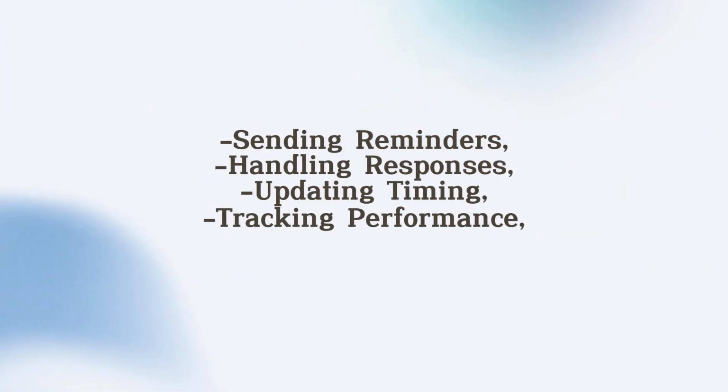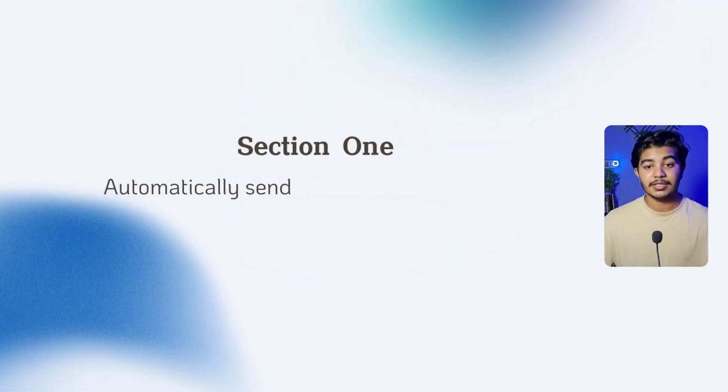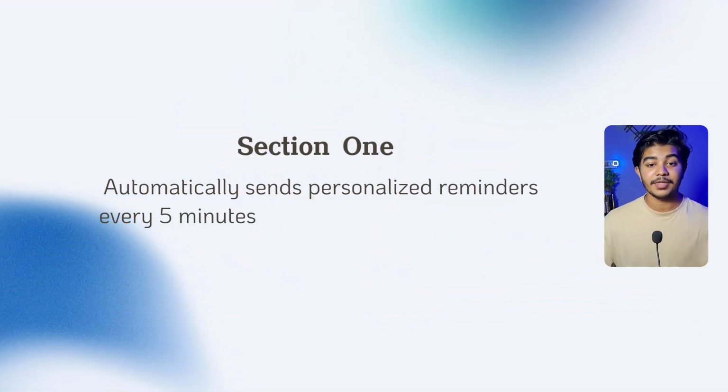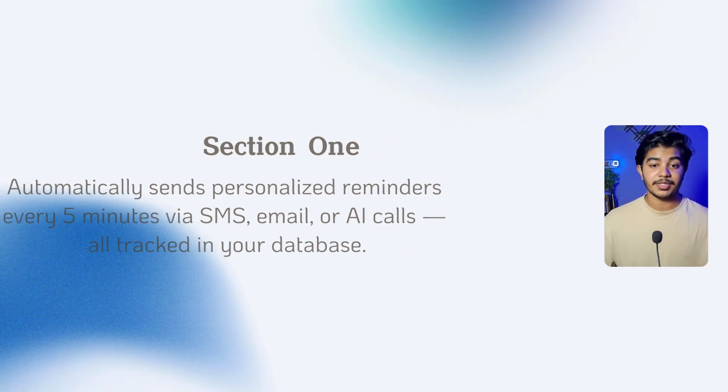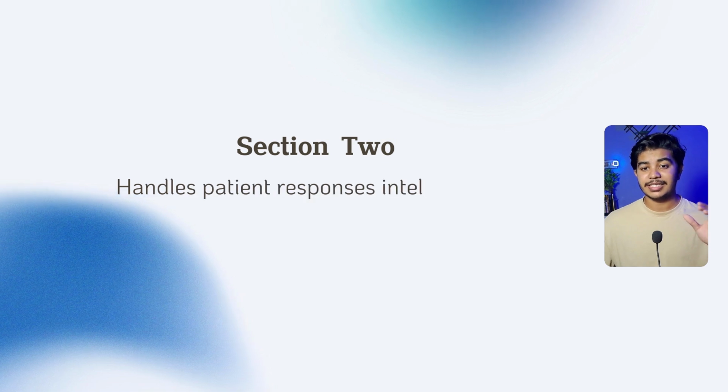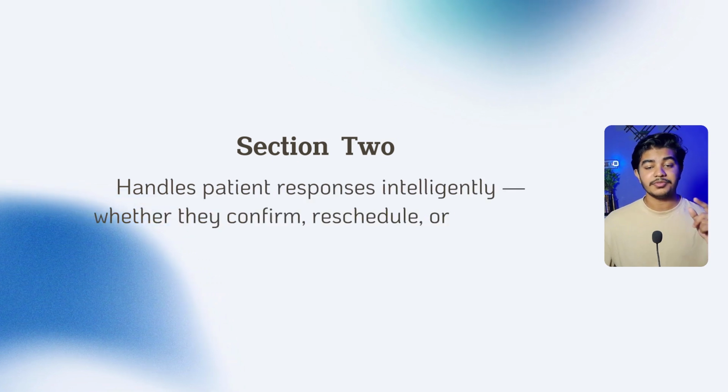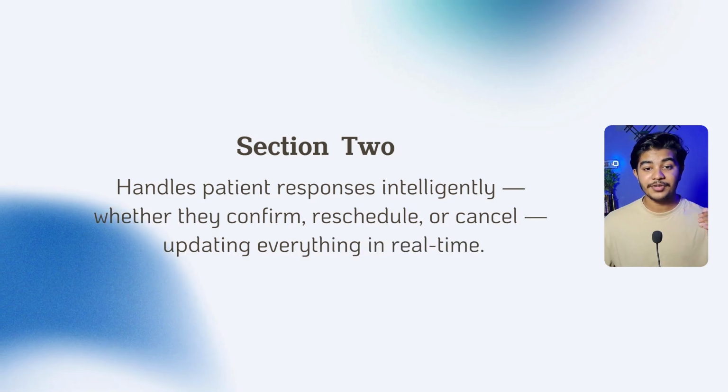And that's the complete system. 5 sections working together. Sending reminders, handling responses, updating timing, tracking performance, and filling cancelled slots. All automatic, all tracked, all designed to keep your schedule full and your patients happy. So let's recap what we just built. Section 1 automatically sends personalized reminders every 5 minutes via SMS, emails, and AI calls, all tracked in your database. Section 2 handles patient responses intelligently, whether they confirm, reschedule, or cancel, updating everything in real time.